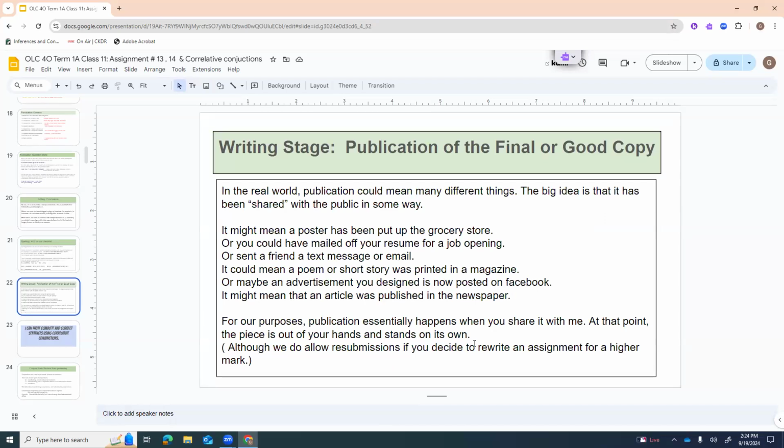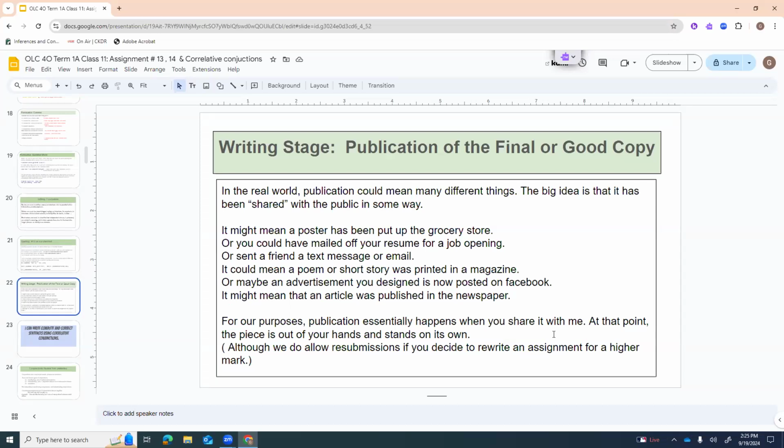All right, if you're still working on assignment 13, the very last stage of that is publicizing it. In the real world, publication could mean many things. It would just mean that you've shared it. It could be a poster you've put up, or you've mailed off your resume, or sent a friend your text message, or a poem or short story was printed in a magazine, or maybe an advertisement you designed is now on Facebook. But for our purposes, publication essentially happens once you've shared it with me.